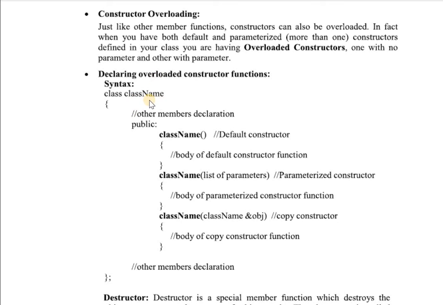Okay. Here one class is defined. In that class, here is a default constructor, here is a parameterized constructor, and here we are defining a copy constructor. This is overloaded constructor because the function name is same but parameters are different. So this type of overloading is called constructor overloading.